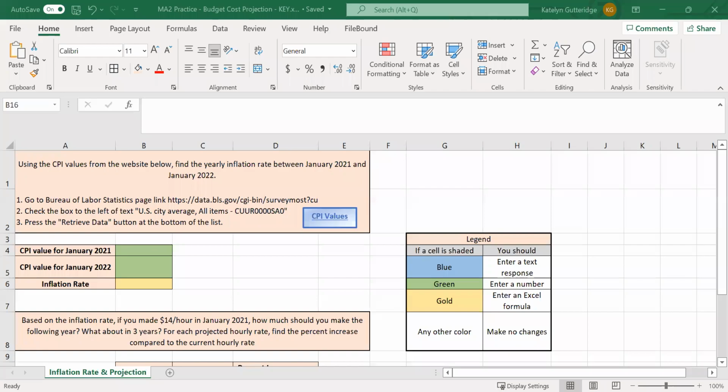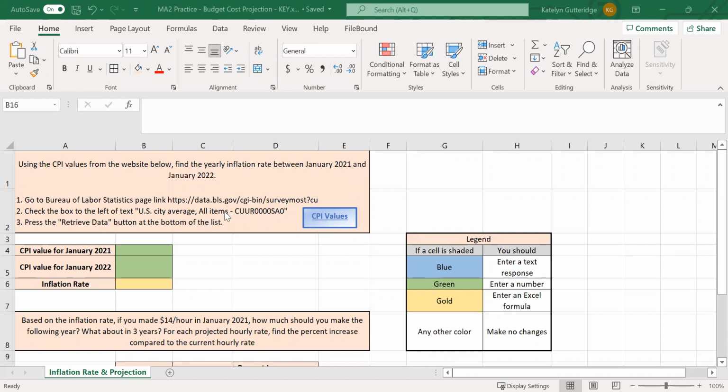Hi, class. Let's go over an example of finding the inflation rate and using the inflation rate in Excel. What we're going to do here is calculate the inflation rate between January of 2021 and January of 2022 using CPI values. Then we're going to use that inflation rate to calculate how an hourly rate of payment should change based off of inflation.